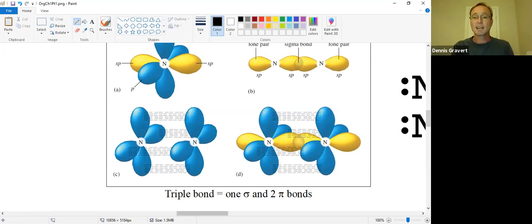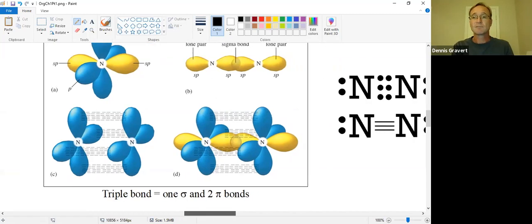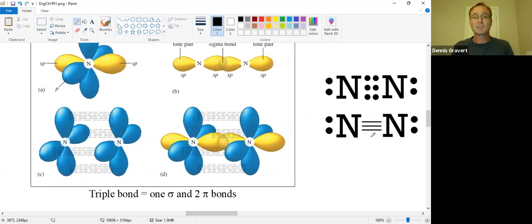So something like nitrogen gas, which has a triple bond between the two nitrogens. Yeah, that's one sigma, the middle one. An up-down p orbital sideways overlapping is a pi bond. The in-out p orbital sideways overlapping is a second pi bond. We have a total of 3.